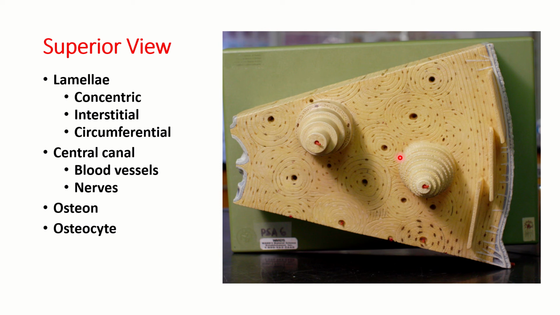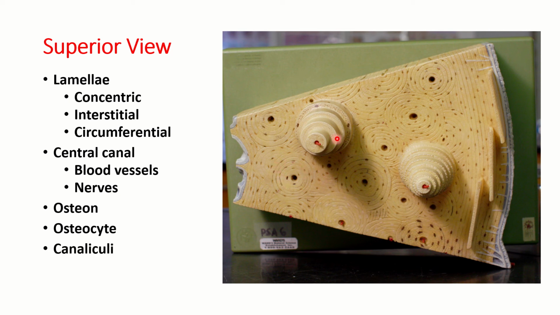What about the osteocytes? Osteocytes are mature bone cells. These brown dots that you see look like spiders. They are osteocytes, mature bone cells. These ones are all osteocytes. These are all osteocytes.